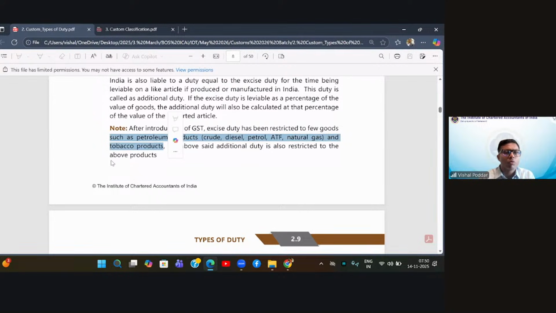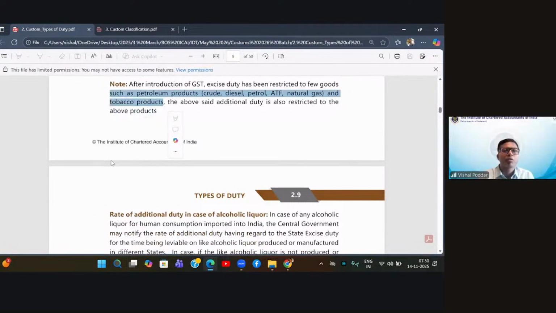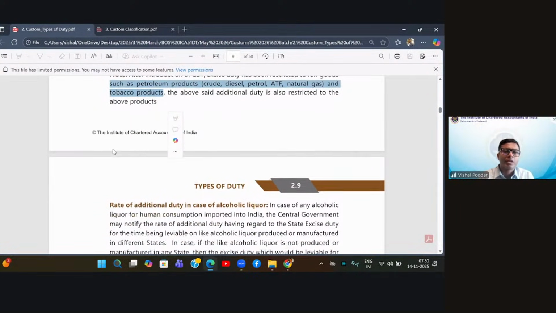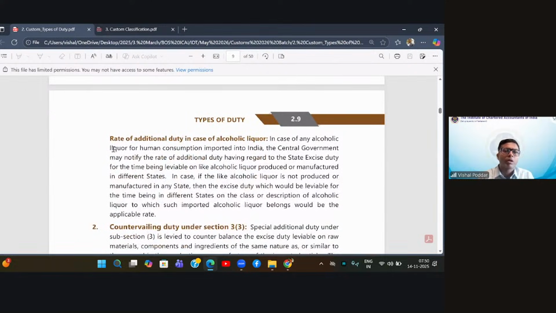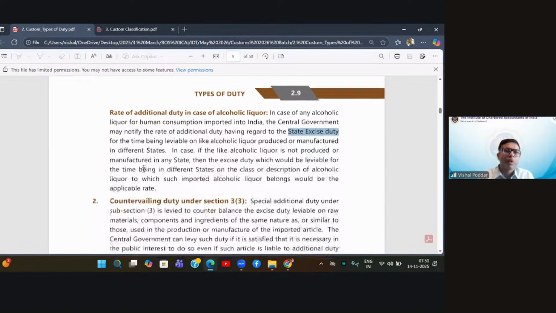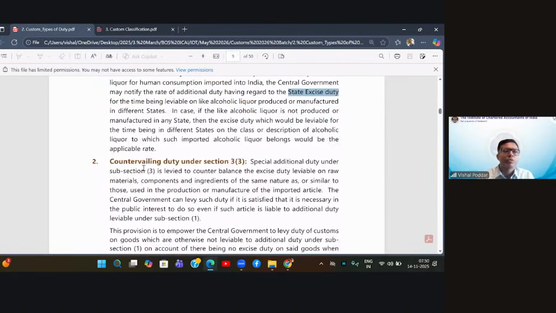Tobacco products is the only product, students, you should remember, which is attracting both duties, the old duty that is excise and the new duty that is GST. So for five petroleum products, the excise is continuing. Similarly, for liquor also, we do not have GST. So again, liquor is still covered under state excise. So section 3.1, which was earlier a major section in customs duty, is now only limited to few goods on which GST is not applicable.